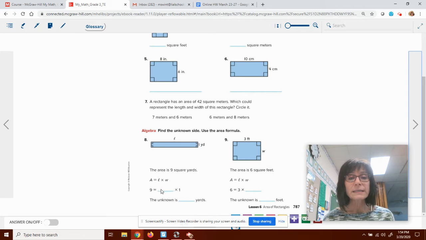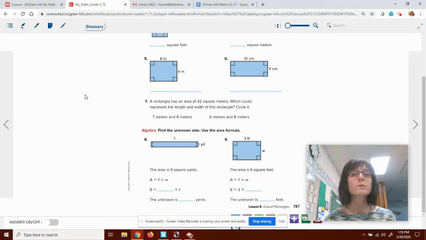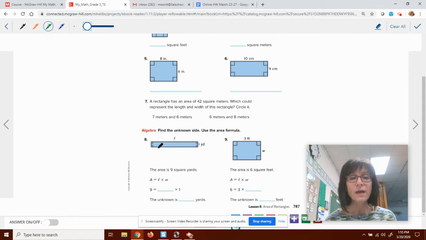The area of 9 is the length times the width. My width is 1, so what times 1 would equal 9? Remember, to solve a multiplication problem where I don't know one of the factors, I can do the inverse operation. I can simply say 9 divided by 1 equals, and that would give me my other factor. We know that would be 9. 9 times 1 is 9.